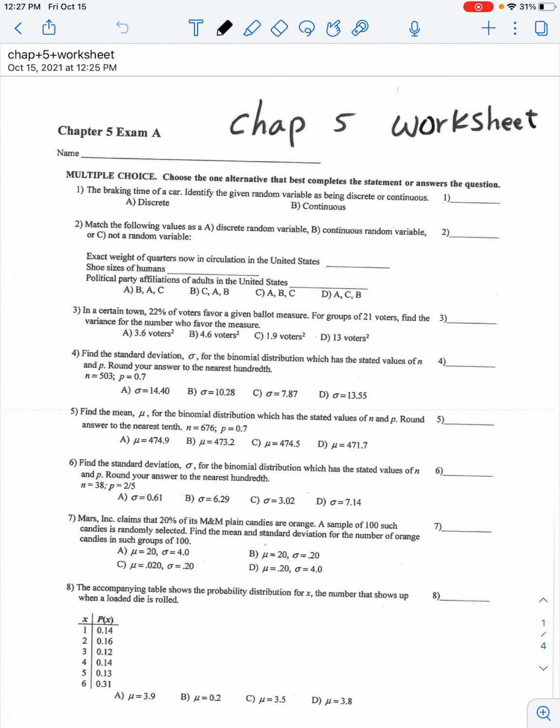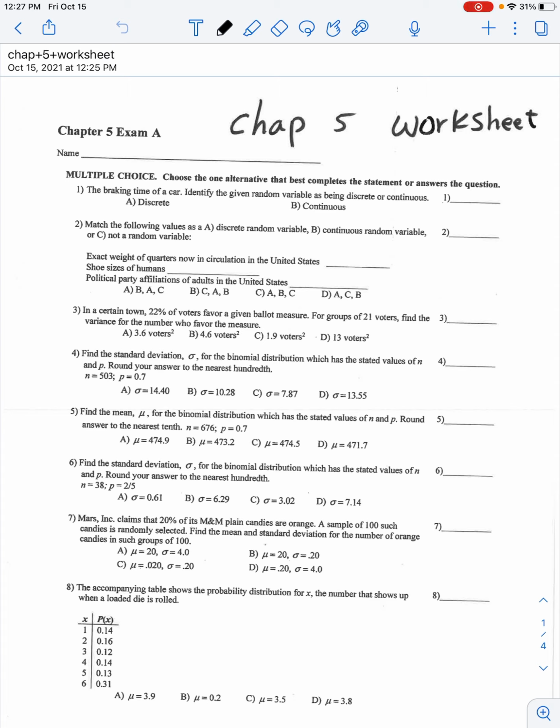Okay, now let's work on worksheet 5. I'm going to do a few questions here as well, so that you have some idea of how to show work for this chapter and section.